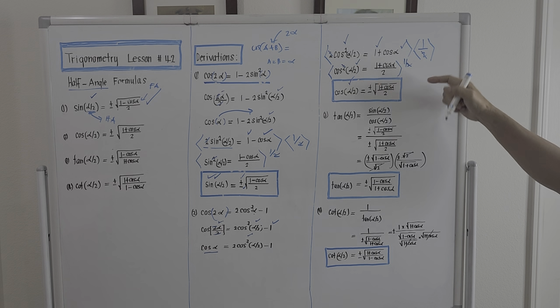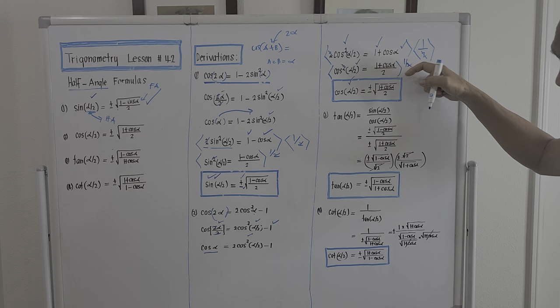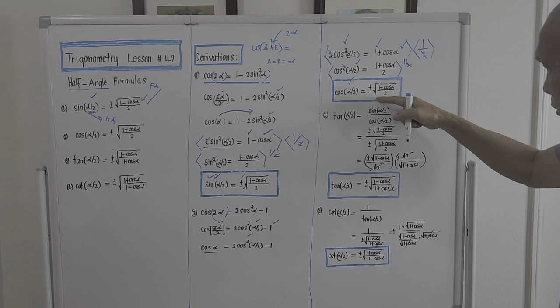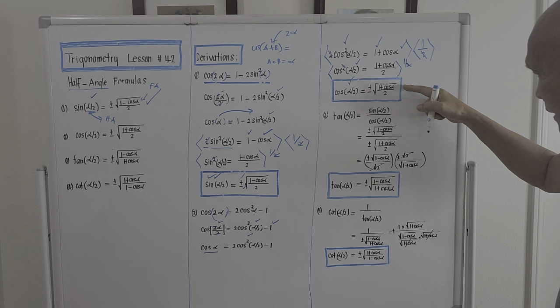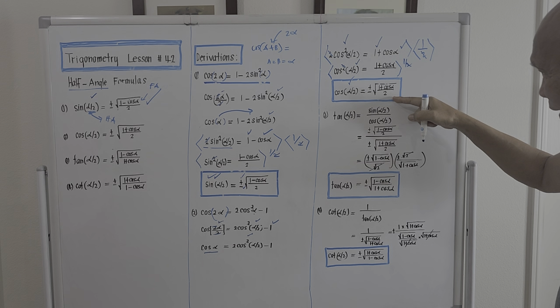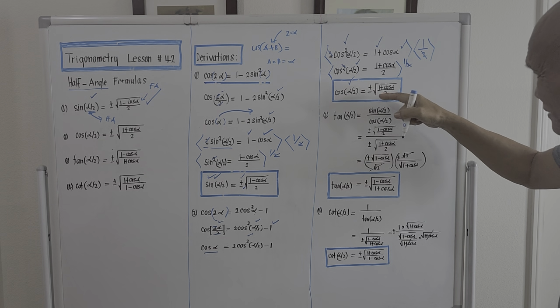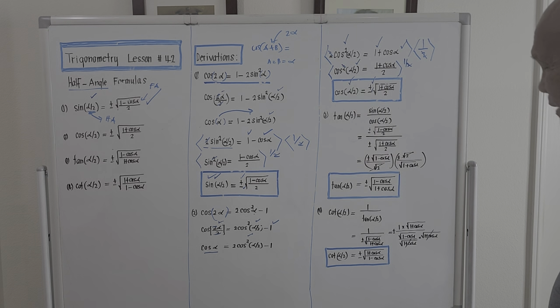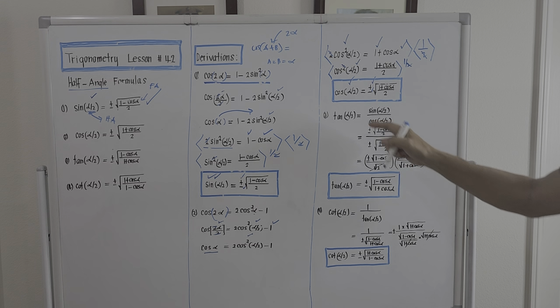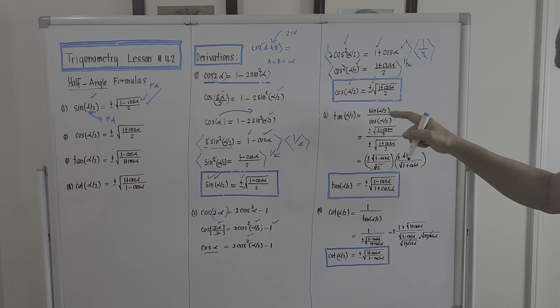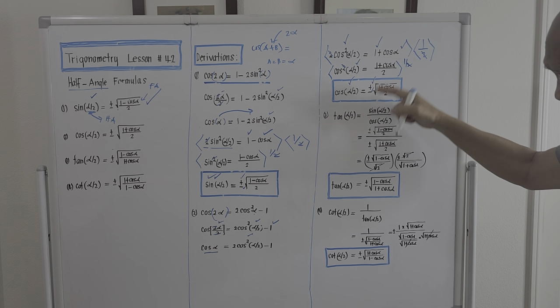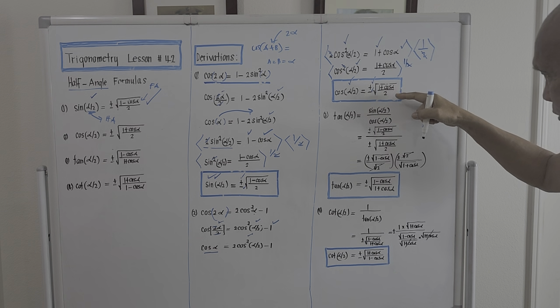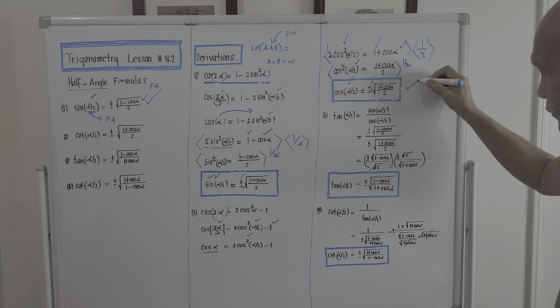For the right hand side, it will be this total value here raised to the 1/2, or that will be square root of 1 plus cosine of alpha all over 2. Okay? Since this is square root, I will just place plus or minus. So the second half angle formula in terms of cosine will be cosine of alpha over 2 equal to plus or minus the square root of 1 plus cosine of alpha all over 2. It is this.